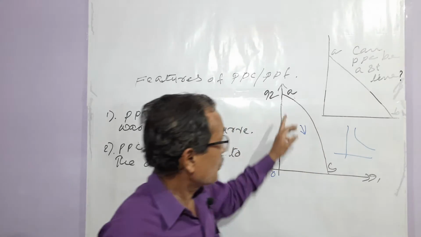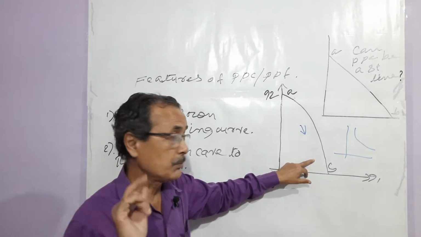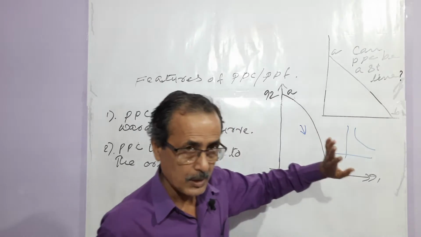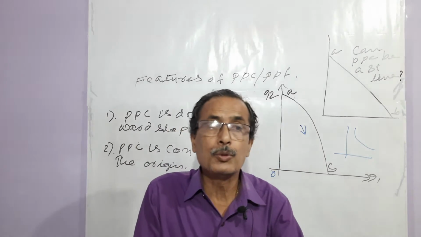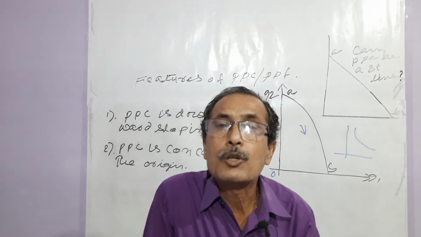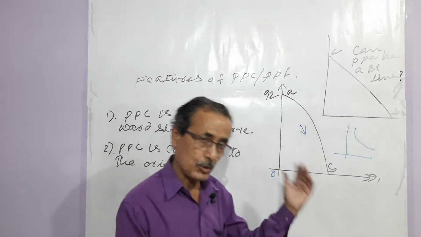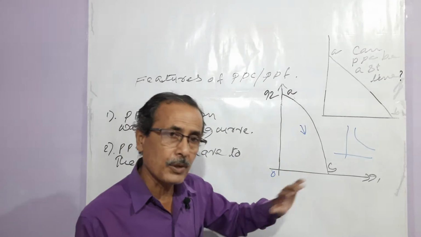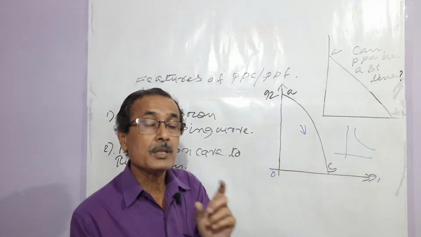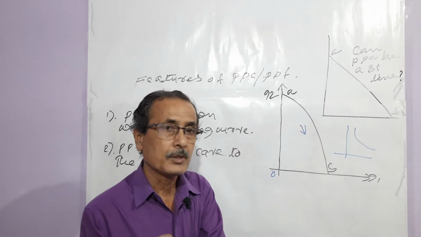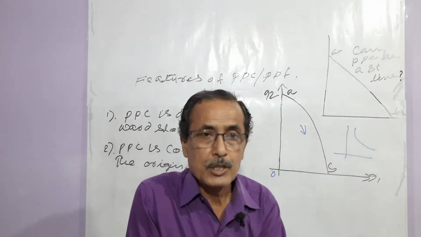Second point, this production possibility curve is concave to the origin. This is convex, we don't have it here. PPC is concave to the origin. This is mainly due to the increasing marginal rate of transformation. Now what is the increasing marginal rate of transformation? That also we have discussed very clearly, elaborated in detail in the previous video. MRT, marginal rate of transformation.